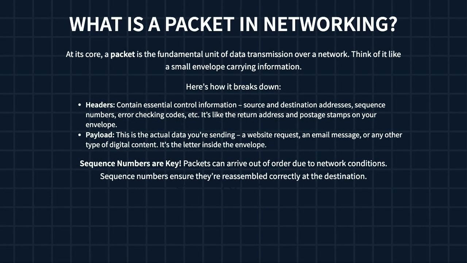Okay, let's talk about packets. Basically, a packet is just a little chunk of data that's sent across the internet or any network. It's like breaking down a big message into smaller, manageable pieces. Each piece has a header. Think of it as an address label and instructions that tells the computer where to send it and how to put it back together. Then there's the payload, which is the actual data itself, like your website request or email. And get this, packets can sometimes arrive out of order because networks aren't always perfectly reliable. So, each packet is numbered, so the receiving computer knows exactly where it fits in the bigger picture.